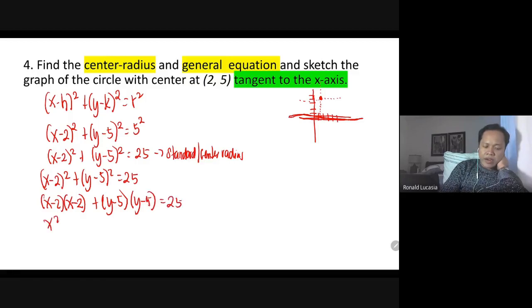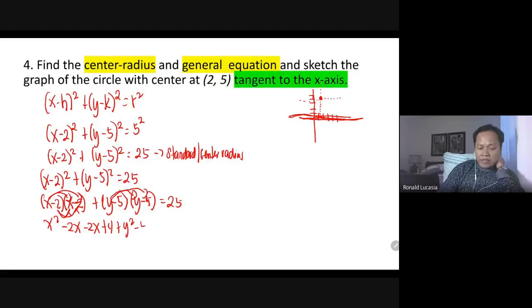This is x squared. X times negative 2 is negative 2x. Negative 2 times x, that's negative 2x. Negative 2 times negative 2 is positive 4. Then we have y times y, it's y squared. Y times negative 5, negative 5y. Negative 5 times y, that's negative 5y. Negative 5 times negative 5 is positive 25, equals 25.